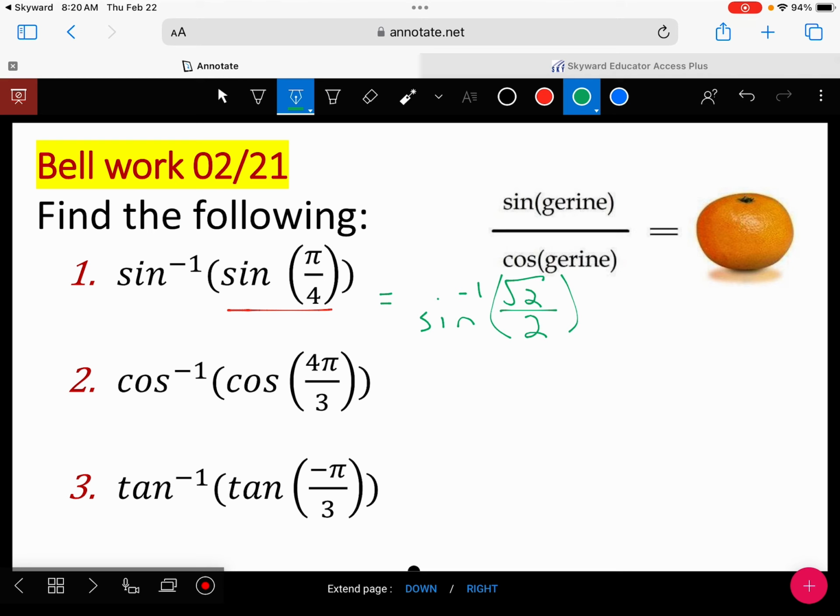So here, long story short, inverse sine, we got to look at quadrants 1 and 4 and see where the y-coordinate is positive root 2 over 2. Where does that happen? Pi over 4, yep. That's going to be our answer.